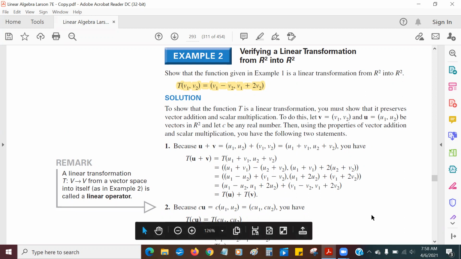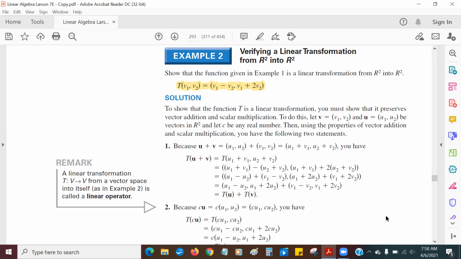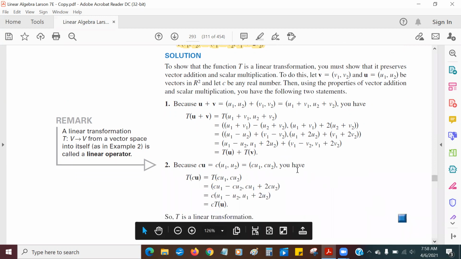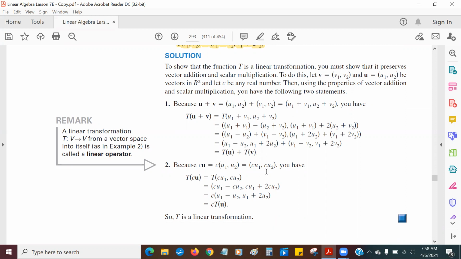So that's the first criterion to be a linear transformation. The second criterion is scalar multiplication. Let's look at it. cu is c times u1, u2, which is cu1, cu2. I just distributed it. So T of cu is T of cu1, cu2. The definition of our function is that my first component subtracts the two components from the original vector space, and my second one adds the first component plus double the second component.